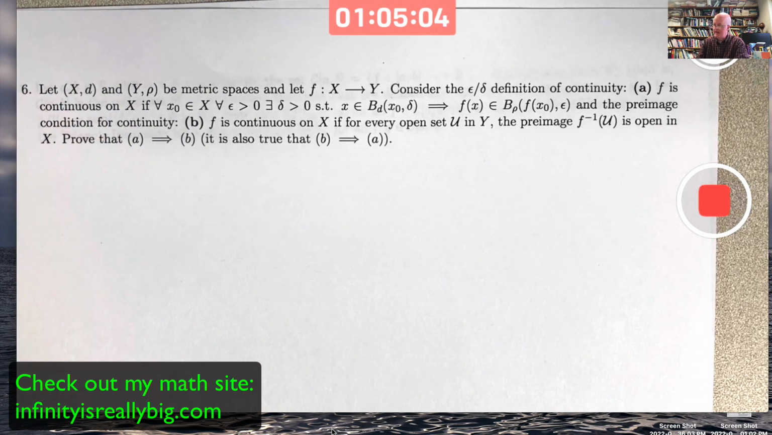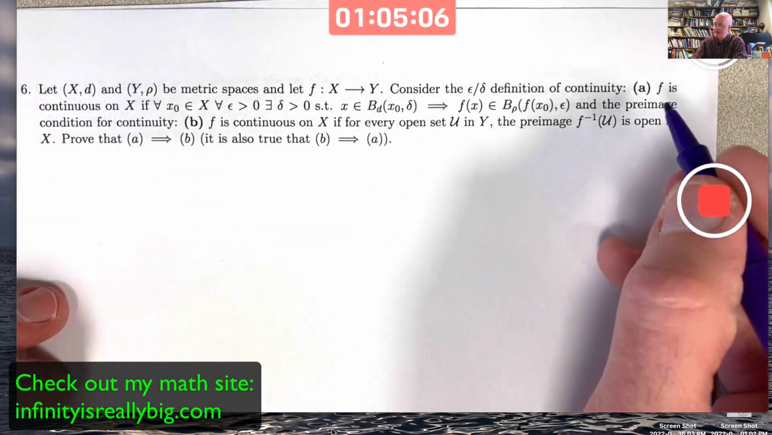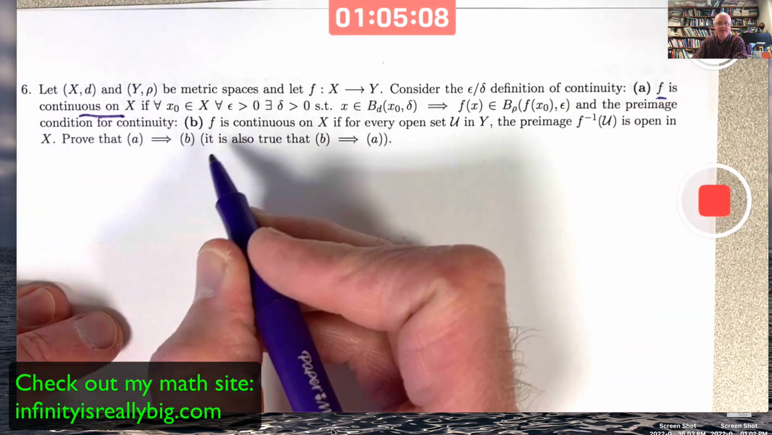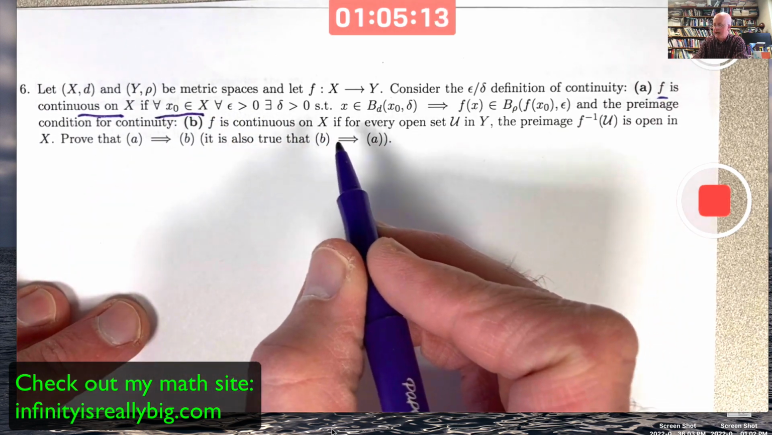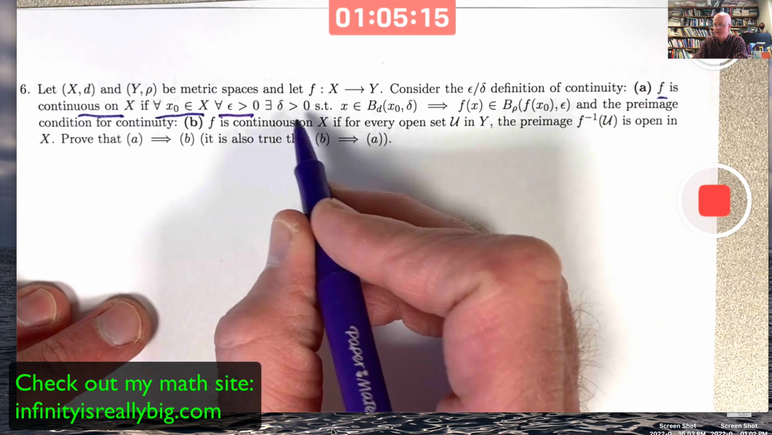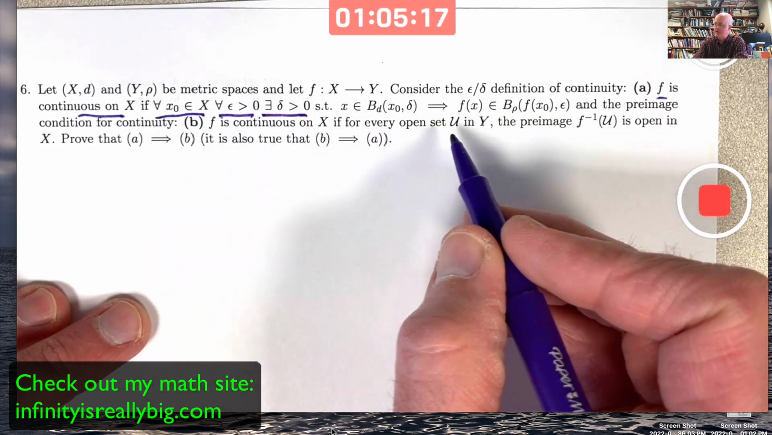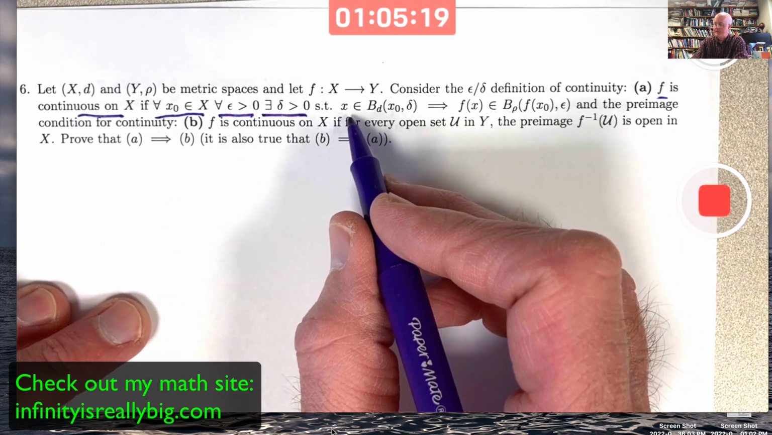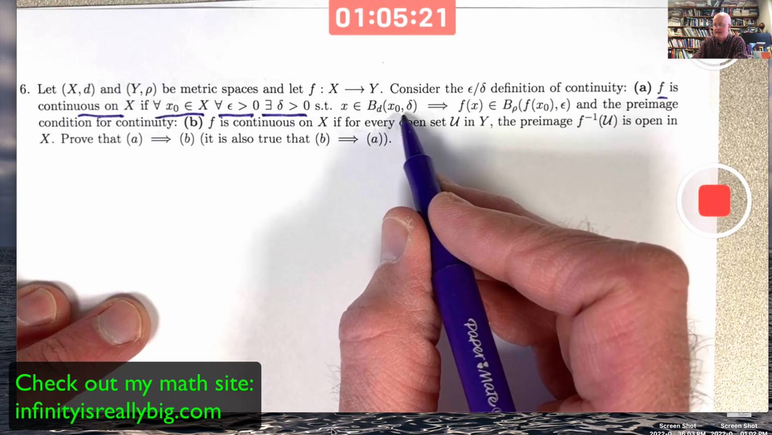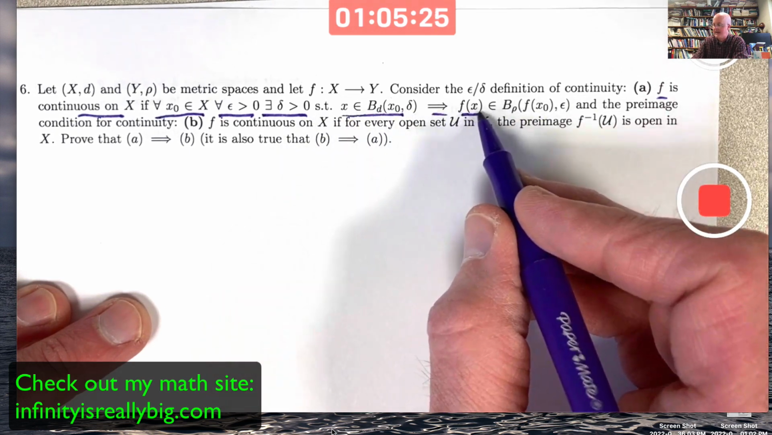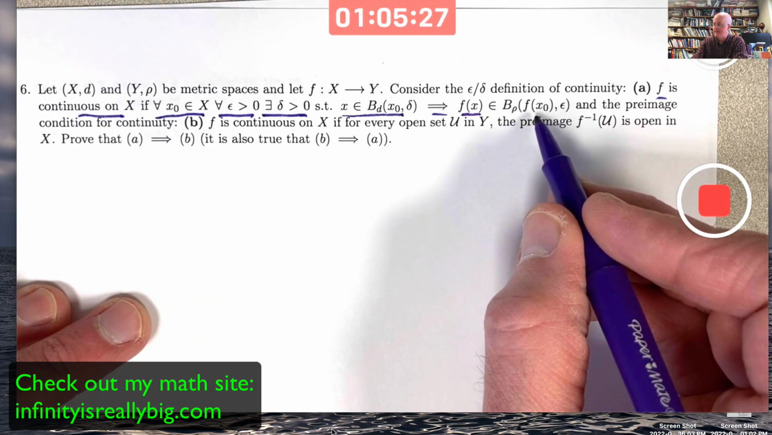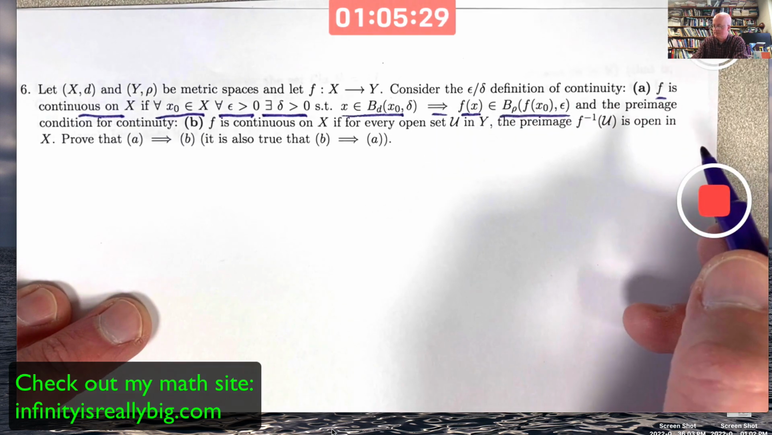Again, consider the epsilon delta definition of continuity. A: f is continuous on X, I wrote this down before, if for all x sub 0 in capital X, and for all epsilon greater than 0, there exists a delta greater than 0 such that if the distance between x and x0 is less than delta, if x is in this open ball, that implies f of x, the output, is within epsilon of f of x0. It's in this open ball.